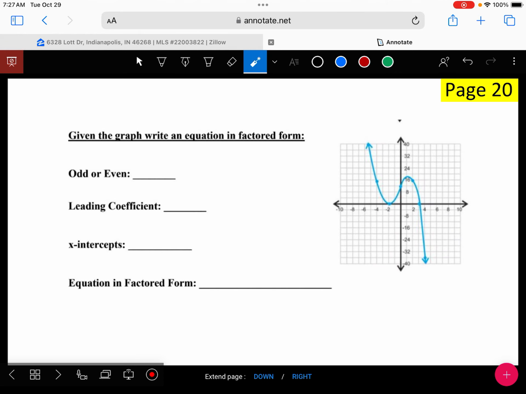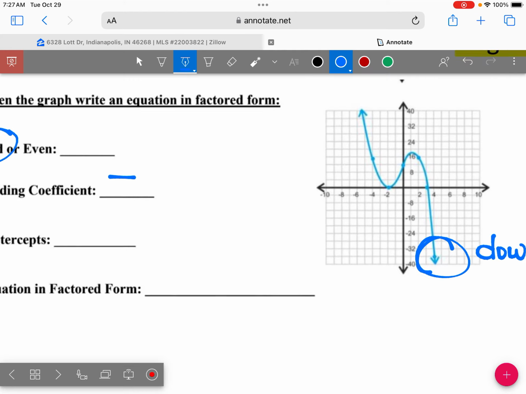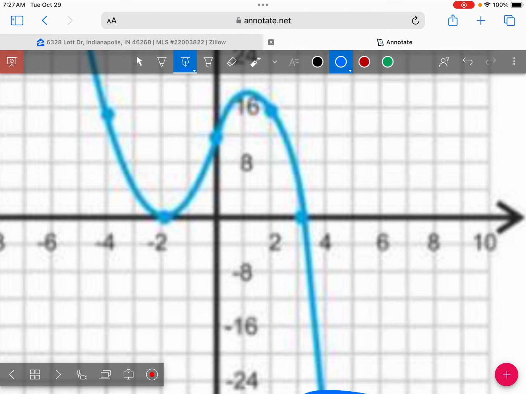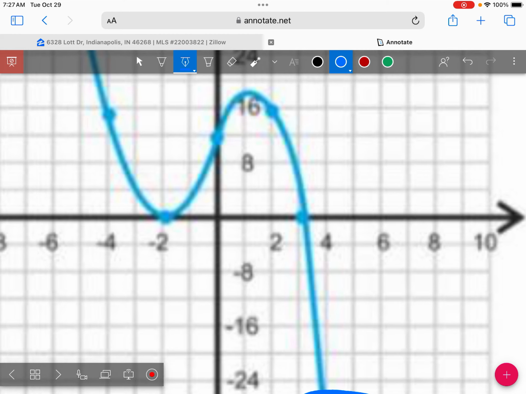All right, what about this one, even or odd? Odd. This arrow is going down. The right side tells you if it's positive or negative, so this is a negative graph. We have 2 x-intercepts. Let me go ahead and zoom in. One is at -2, and one is at +3.